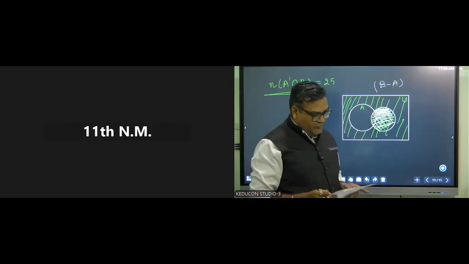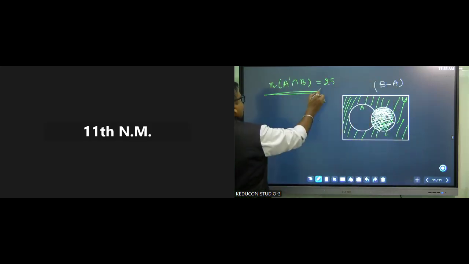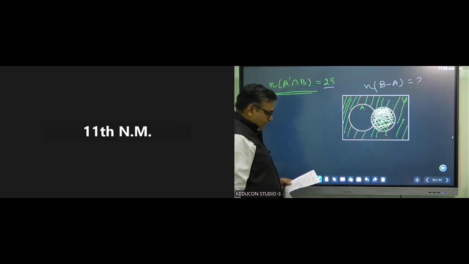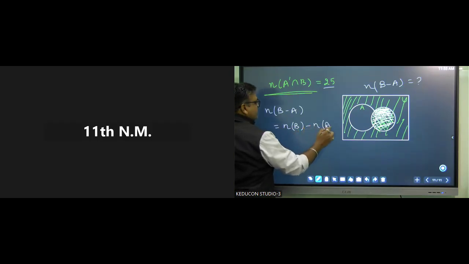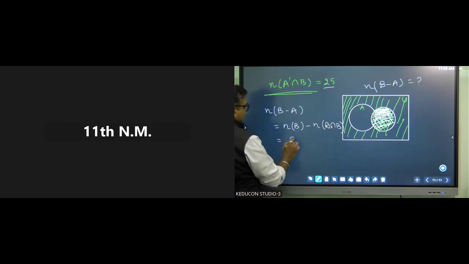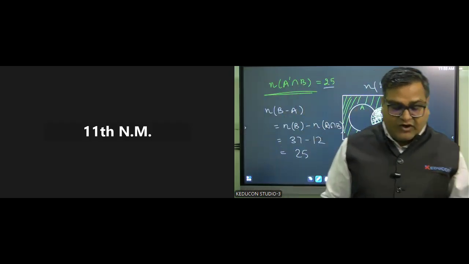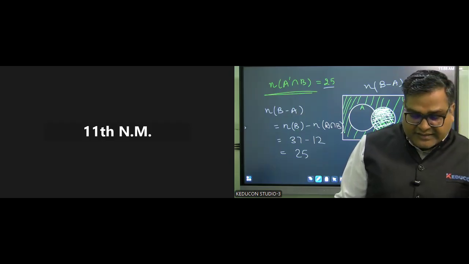So what we have to prove? We have to prove that this is equal to 25. So we have to find this one. What will be? B minus A. Yes, students. B minus A will be equal to n(B) minus intersection of A and B. That will be 37 minus 12, which will be 25. So the reason is also true. Your reason is also true, but it does not explain the assertion. Hence the answer will be B.